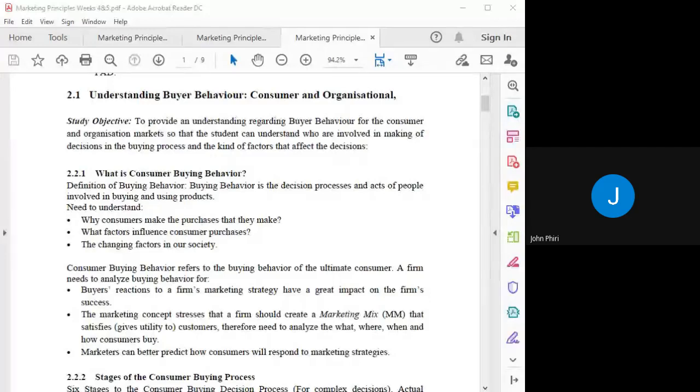To start buying anything, there must be a need that must arise and it must be recognized. That's what we mean. So what is a need? Yes, Mr. Moho. A need can be something that you can't live without.